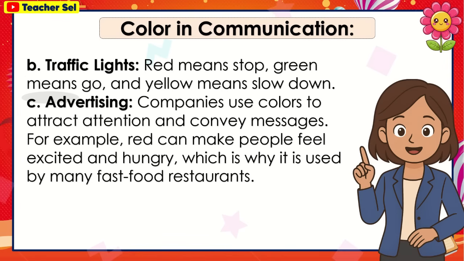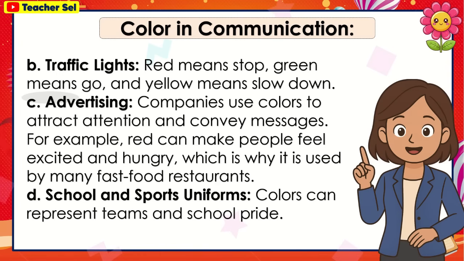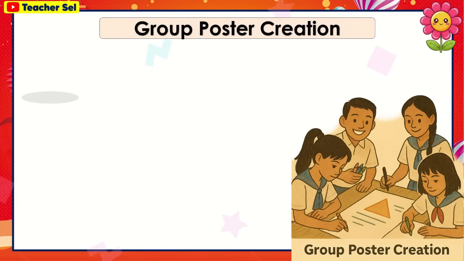For advertising, companies use colors to attract attention and convey messages. For example, red can make people feel excited and hungry, which is why it is used by many fast food restaurants. School and sports uniforms. Colors can represent teams and school pride.